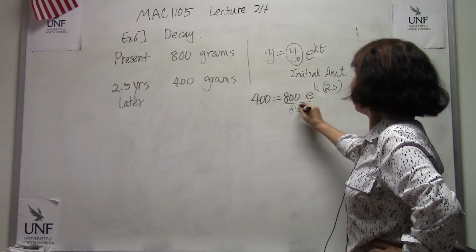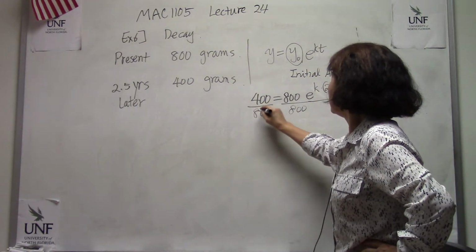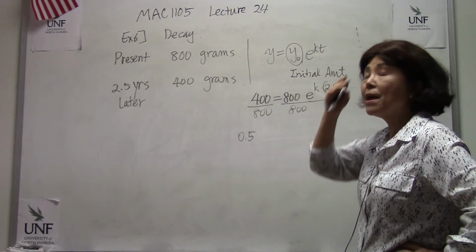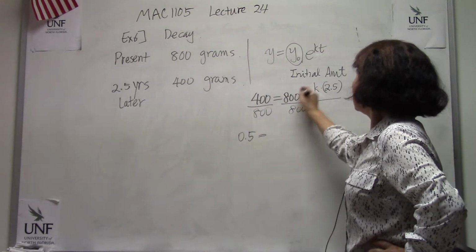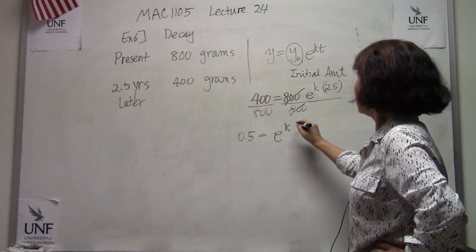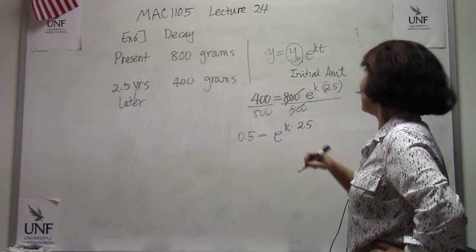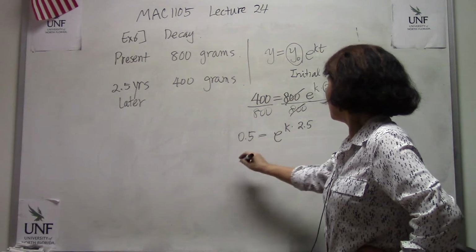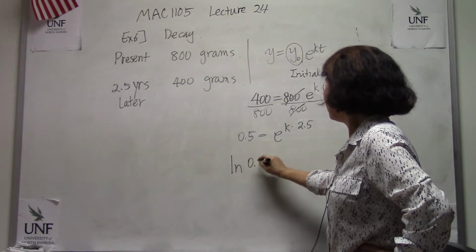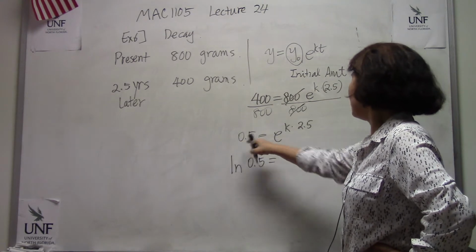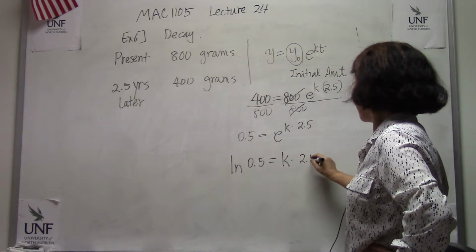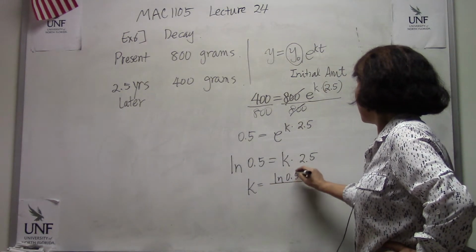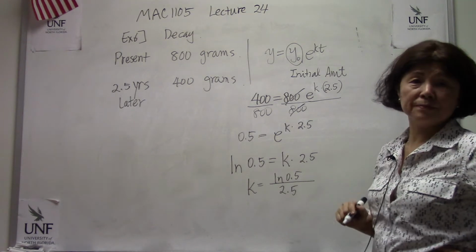So let's divide both sides by 800. This gives you 1/2, but 0.5 is faster when you do it on your calculator. So this cancels, leaving e to the k times 2.5. How do you solve this equation? We are going to convert it. Take a log. ln 0.5 equals k times 2.5. So k equals ln 0.5 divided by 2.5.